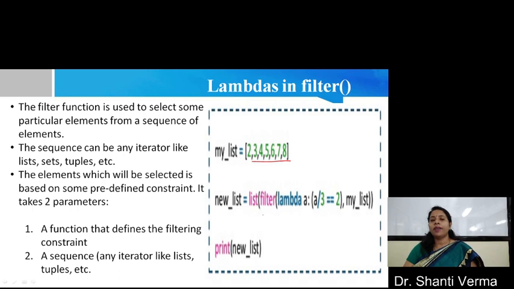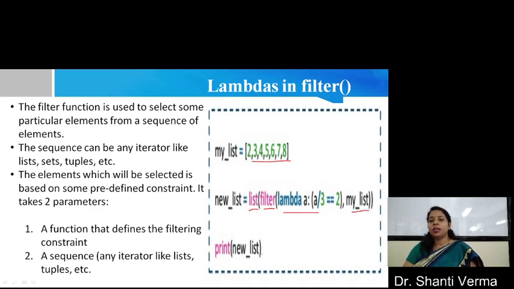Now I have to use a filter and I want to store the value in the form of a list, so I use the list keyword. Now I use a filter. Within the filter I first have to write the lambda function. So I write lambda, the parameter is a and the expression is a divided by 3 equals 2. So it filters the elements having a divided by 3 equals 2 from the list my list.